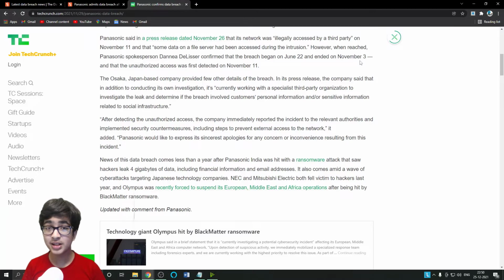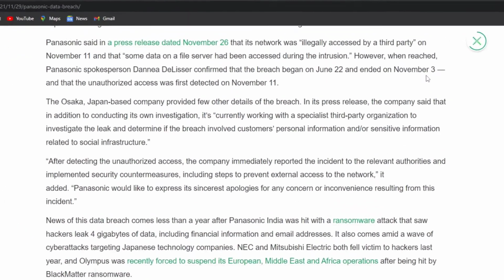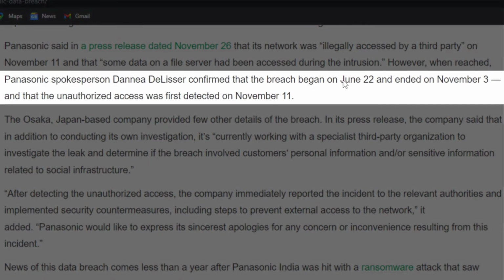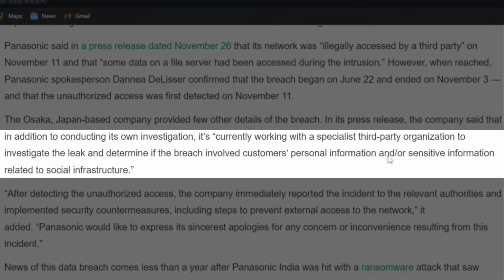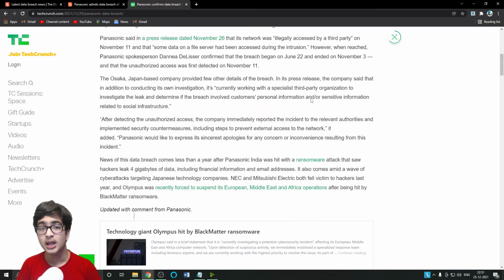Now, there's been a Panasonic breach, but we don't actually have much information about it. The breach began on June 22nd and ended on November 3rd. Nobody noticed it till then. It's been going for months, but they only detected it a week after it has ended. They're working with a third-party organization to check if any sensitive or personal information has been leaked. If there has, I'll link it in the description or I'll put a thing up here.